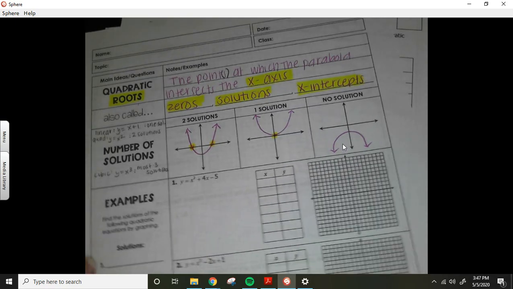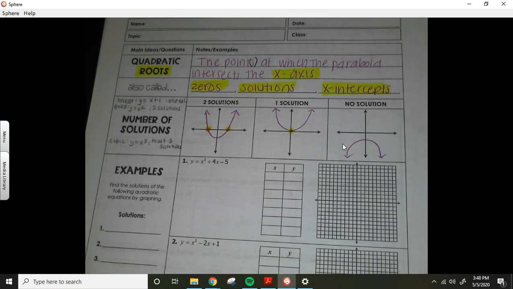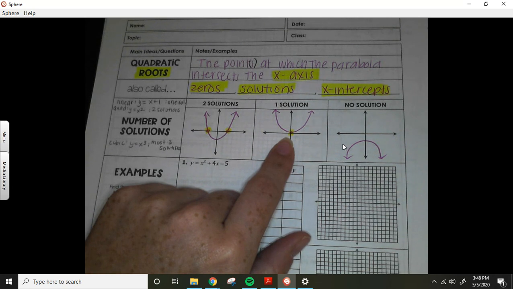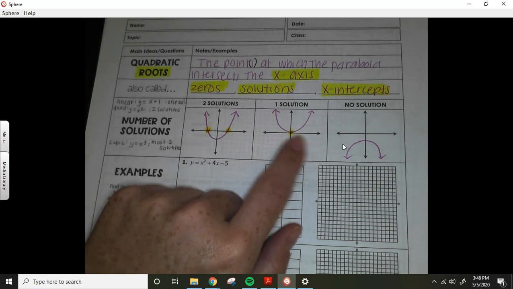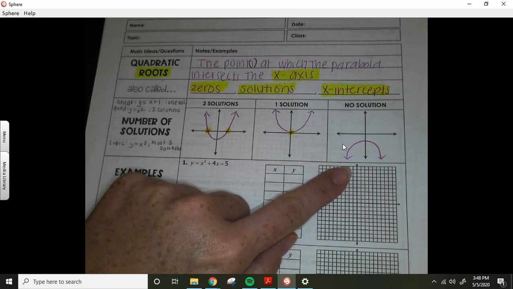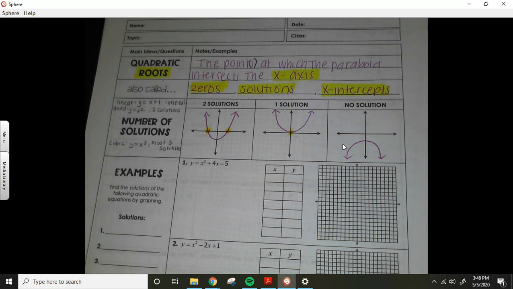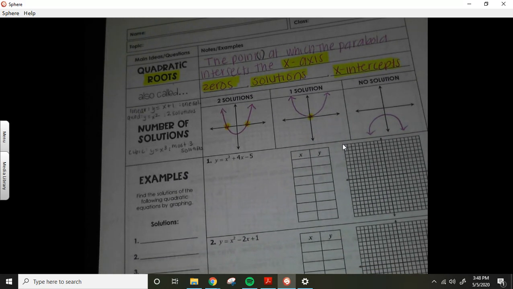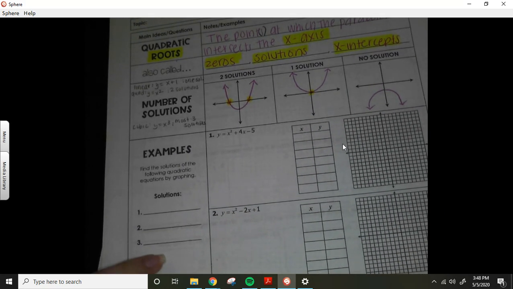All right, so these are what your graphs could look like, and these aren't the only things they could look like if they have 2 solutions. The parabola crosses 2 points on the x-axis, opening upwards or downwards. It could have 1 solution where just the vertex touches the x-axis, or it could even have no solution where none of the parabola touches the x-axis. Again, a root, a zero, a solution, or an x-intercept all mean the answer to a quadratic equation.